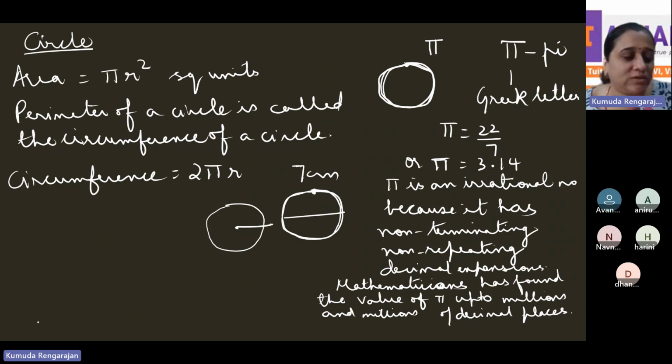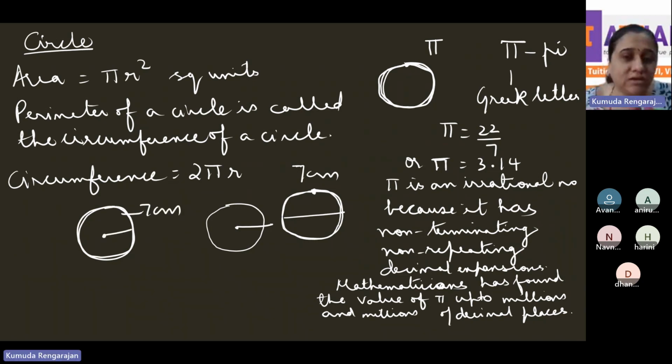Yes, children. So I was telling you that when the length of the thread is 7 centimeters and you make a circle using the thread, the length of the thread becomes the circumference of the circle. So the length of the boundary now is 7 centimeters. This one is 7 centimeters.